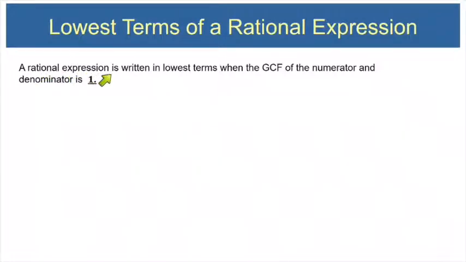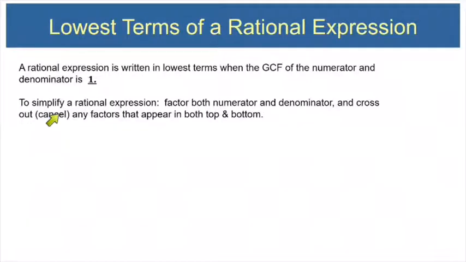A rational expression is written in lowest terms when the GCF of the numerator and the denominator is 1. In other words, just like any other fraction, a rational expression is in lowest terms when the top and the bottom don't share any factors besides 1. So to simplify a rational expression, you factor both the numerator and the denominator, and then cross out any factors that appear in both top and bottom.